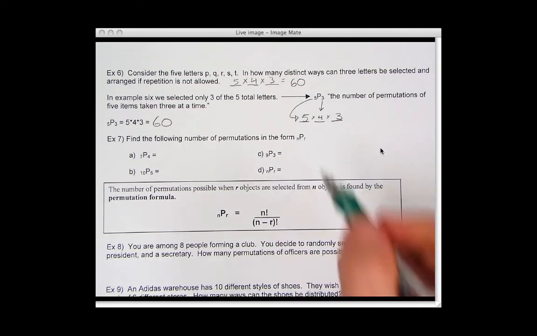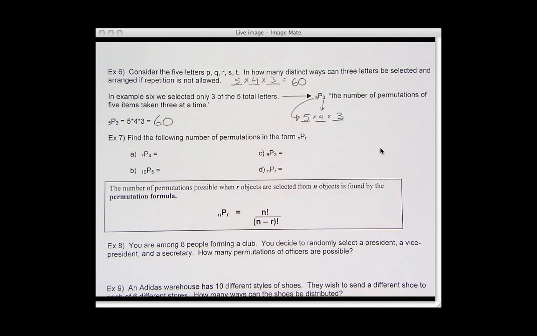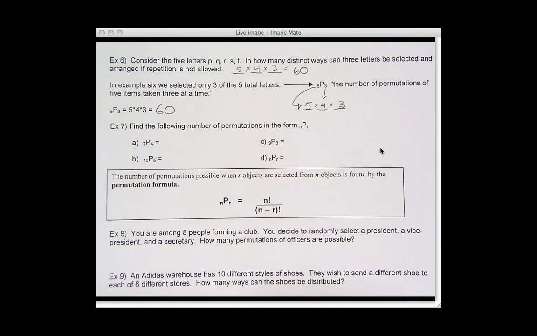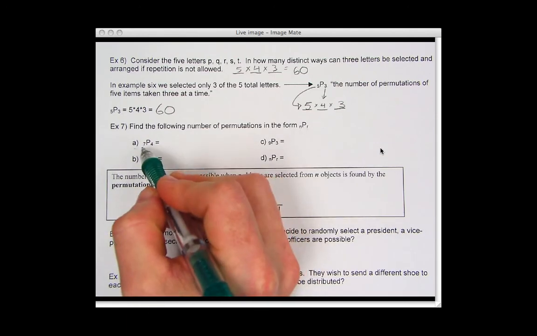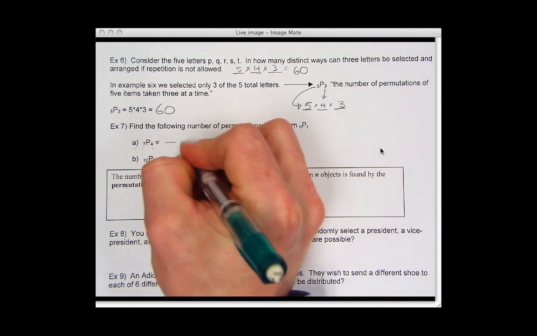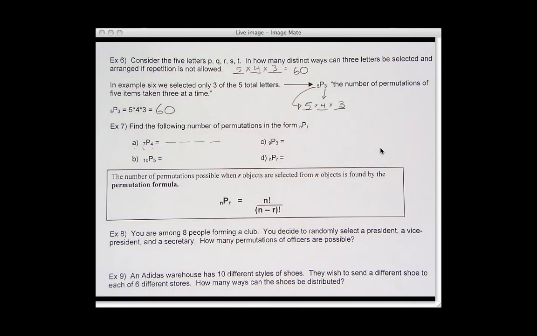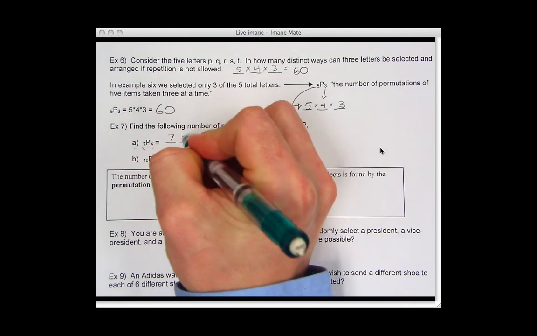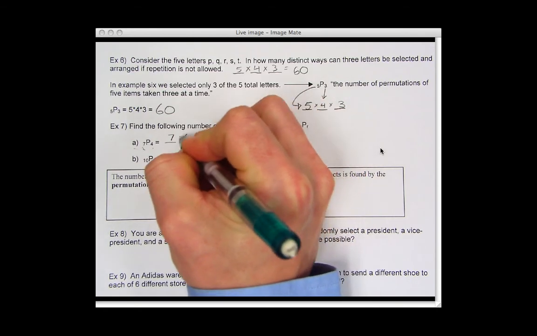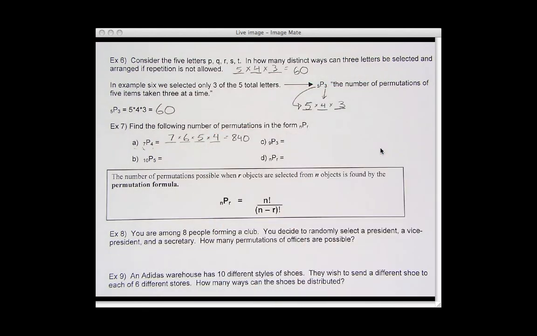Okay, so we want to write the following permutations that are in the form nPr. So for example A, we have 7P4. It means we have 7 objects and we're taking 4 of them, meaning we have 4 slots, 1, 2, 3, 4, and we start with the number 7. So 7 times 6 times 5 times 4. This gives us 840.